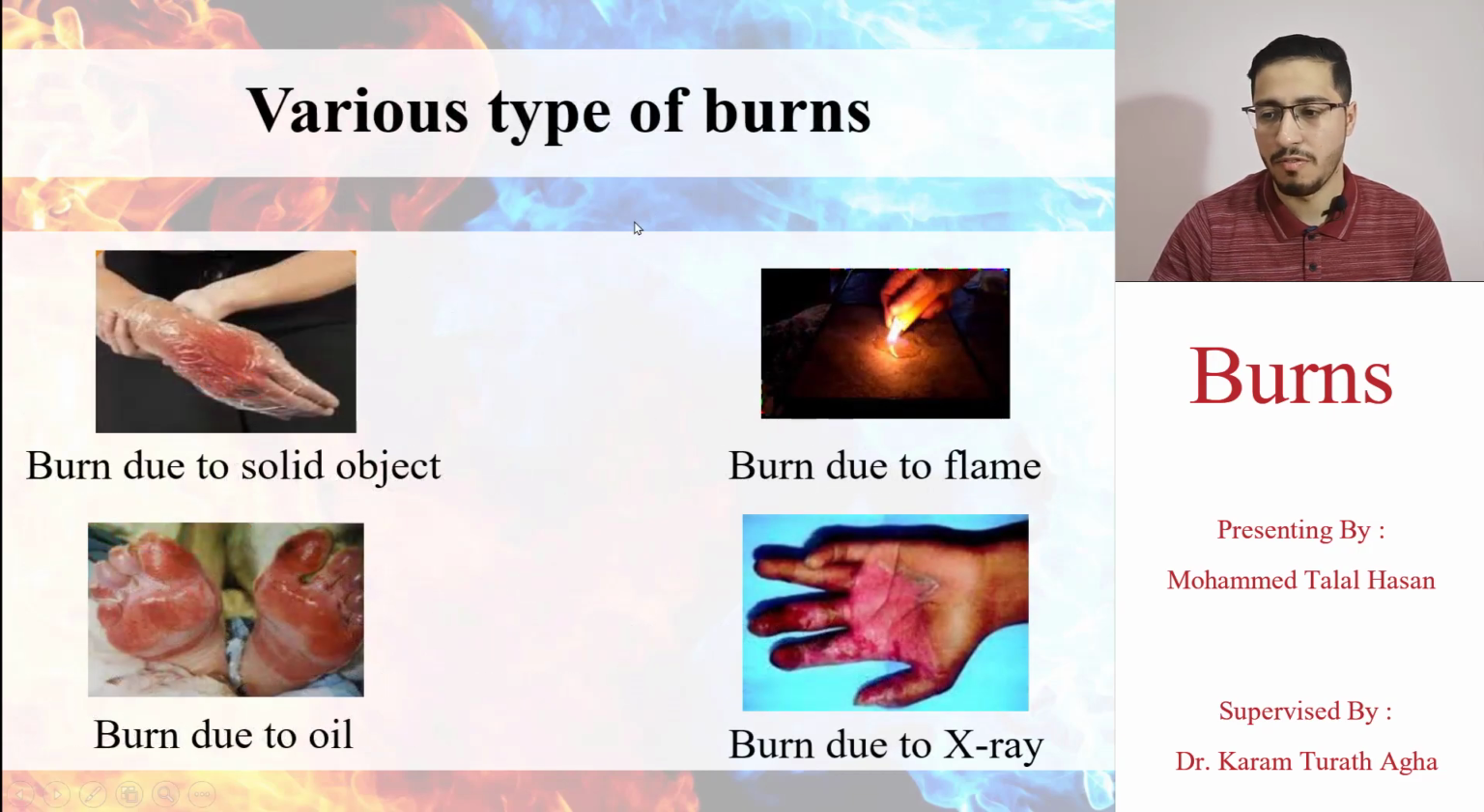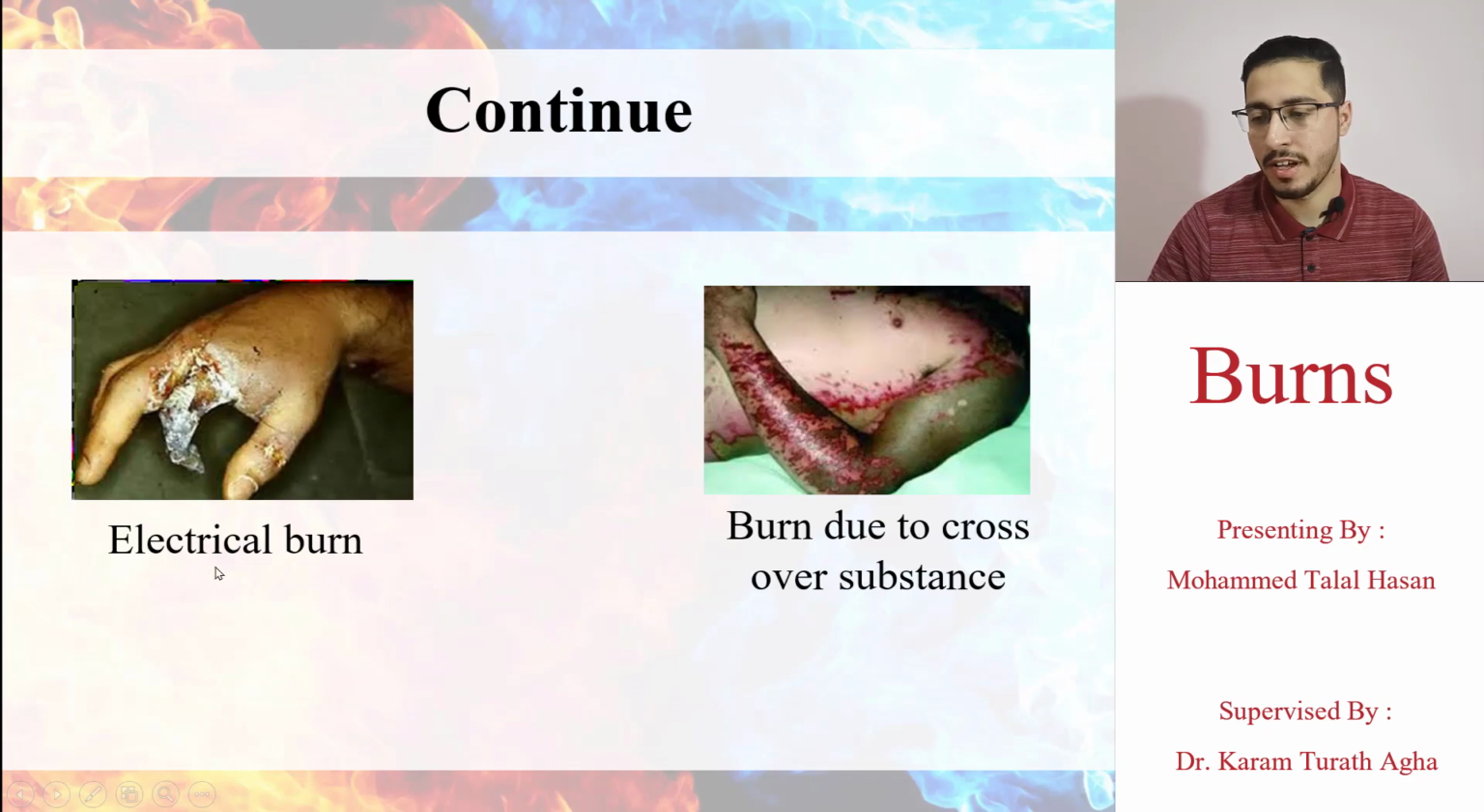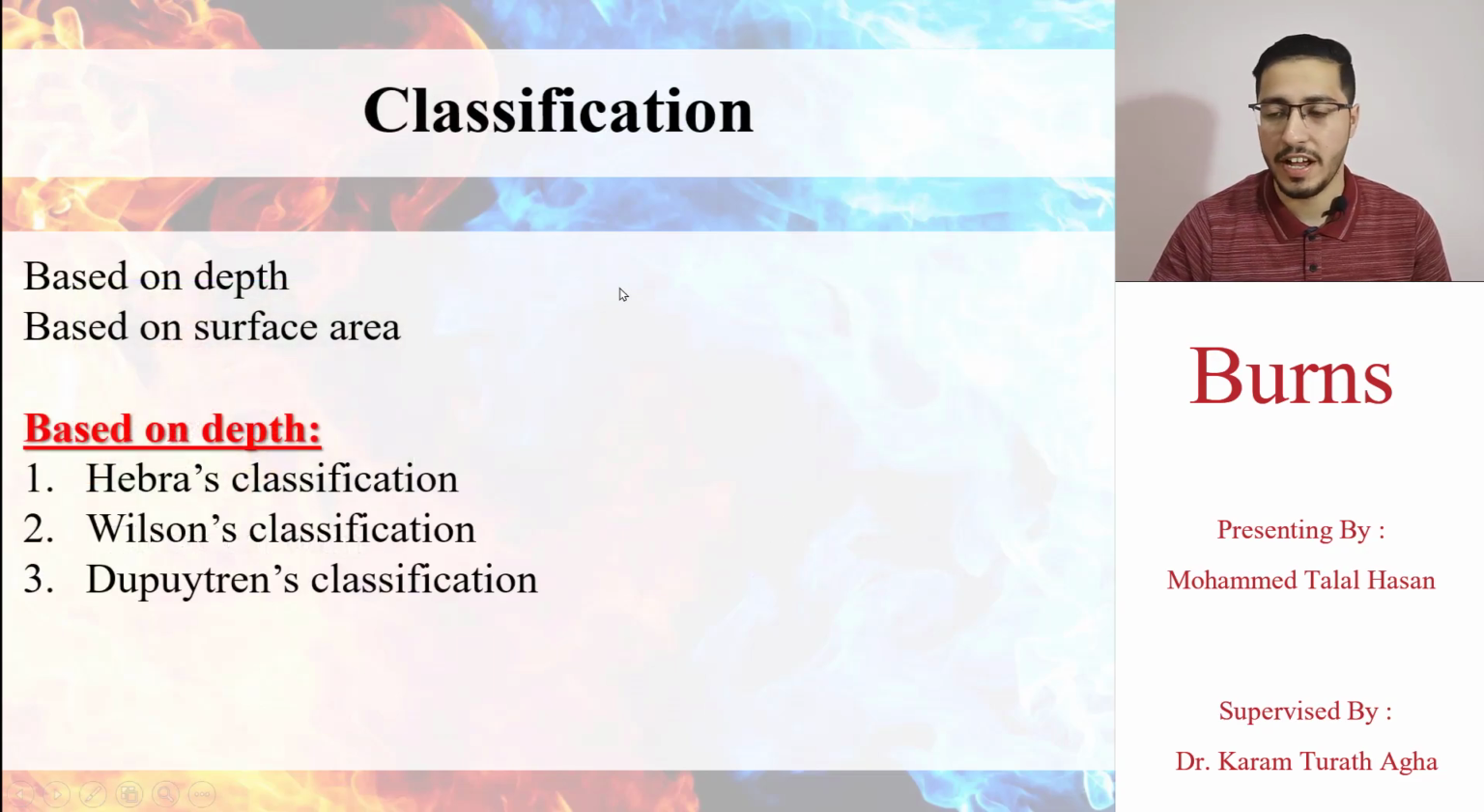There are various types of burns, including burns due to solid objects, flame, oil, X-ray, electrical burns, and burns due to corrosive substances. The classification is based on the depth of the burn and on the surface area. Based on depth, there are three classifications, which are Hebra, Wilson, and Dupuytren.